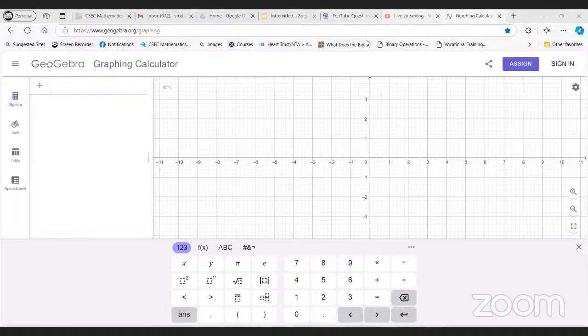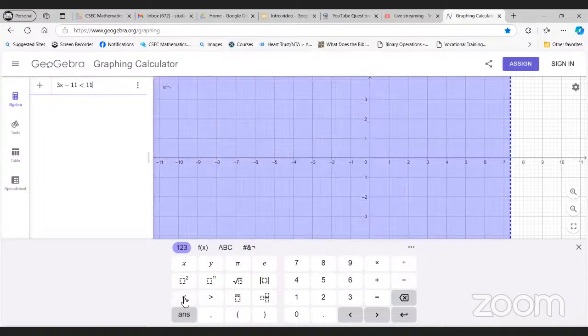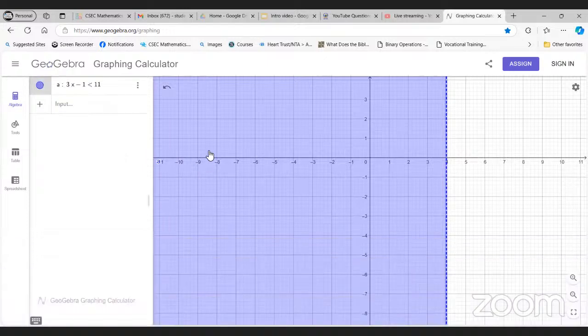Now the function that we're going to plug into the graphing calculator for you to see what the expression means. It says 3x minus 11 is less than 11. Sorry, I should have minus 1 and not 11. My bad. It's less than 11. What it is saying is that the difference of 3x and 1 is less than the value of 11. Now look at how it is on the graph.